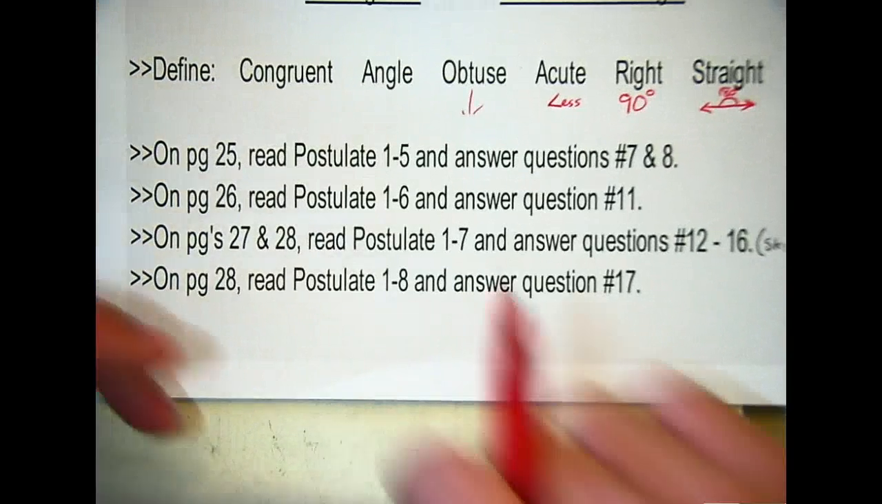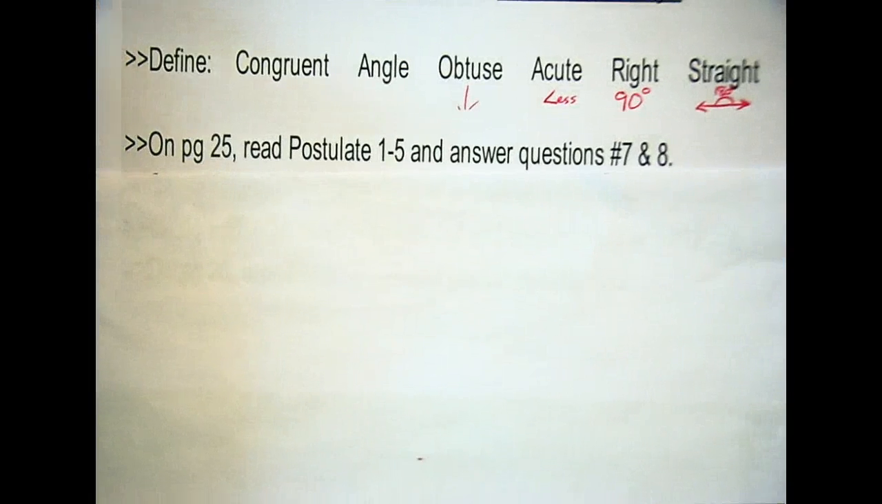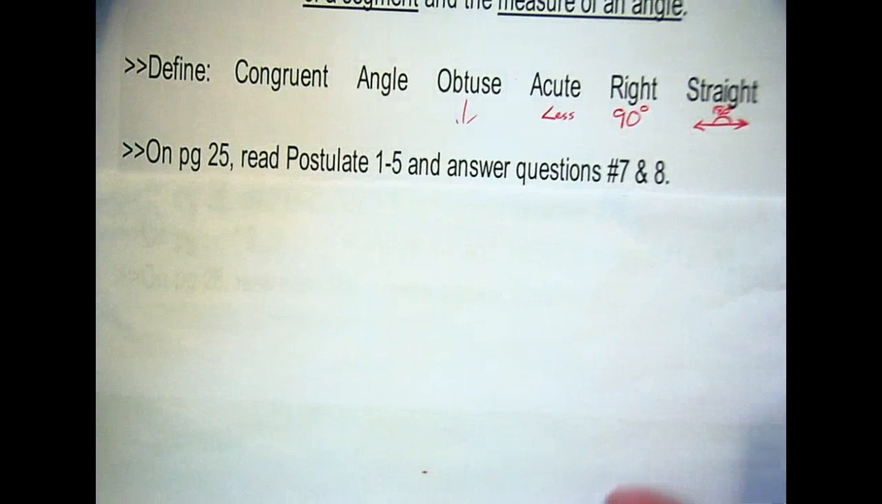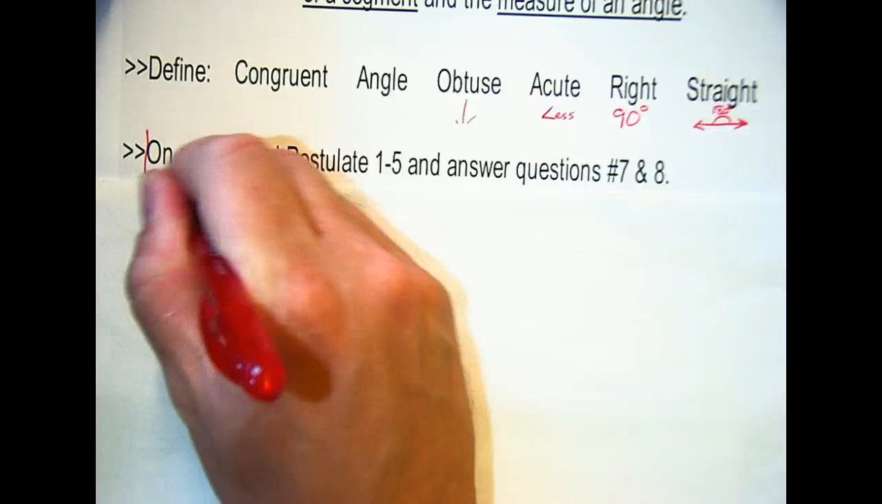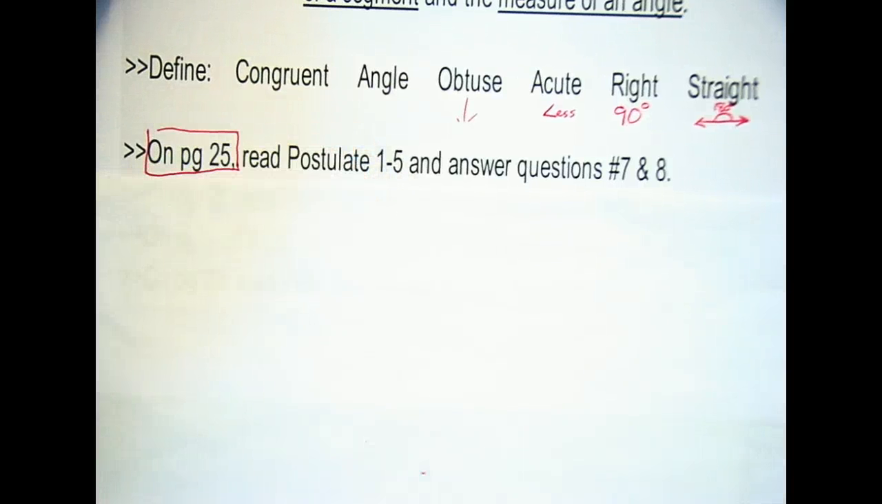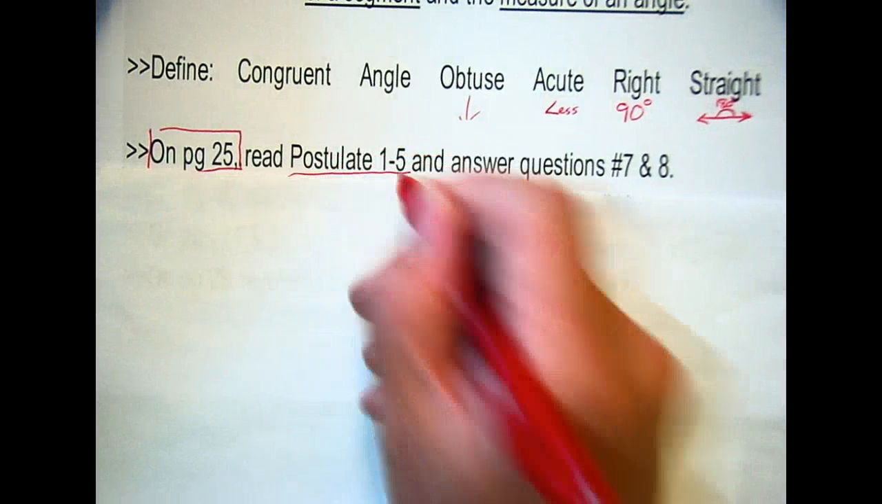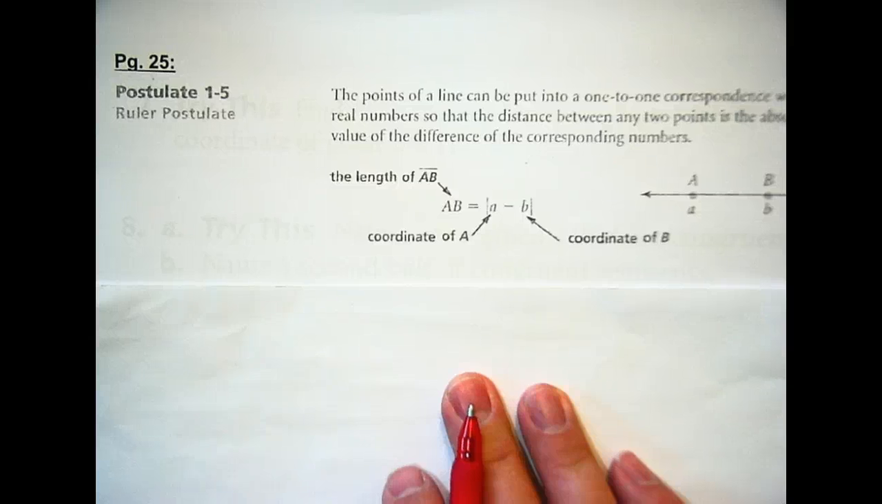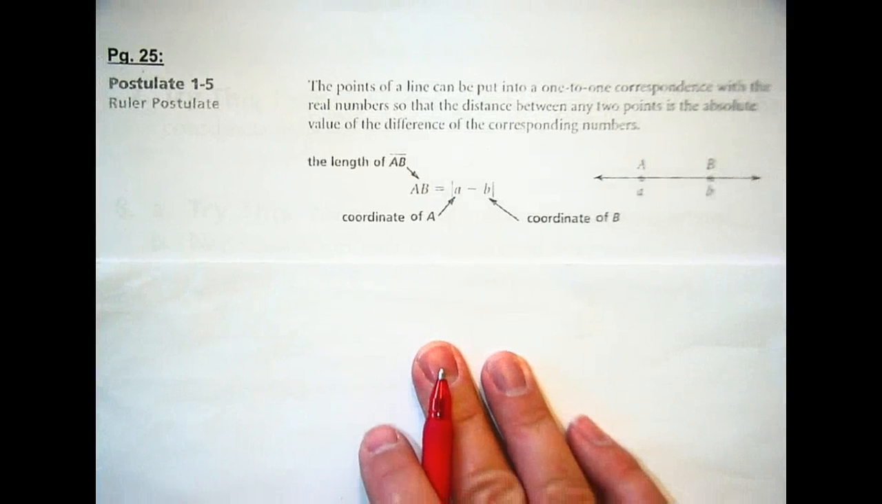Read postulate 1-5, answer questions 7 and 8. We're actually going to go through that stuff together here. But in your notes, if you're keeping notes, what I would do is out in the main idea part, I would write page 25, postulate 1-5. And then if you want to, you can put that information on there. But this is page 25 in postulate 1-5, and you can follow along in your book.